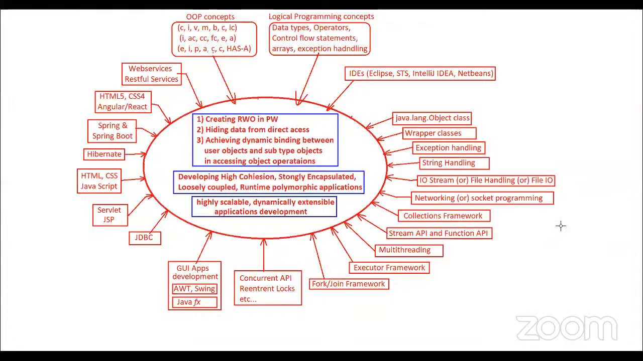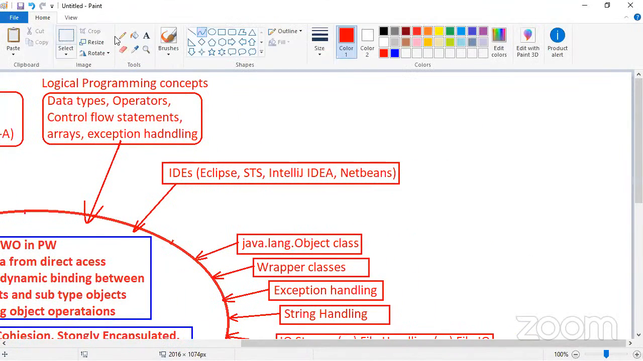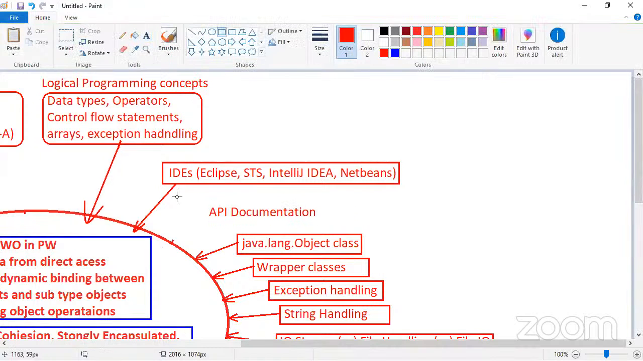I need one new file with all the details, one documentation file. I need all the details, right? One documentation I need. That documentation is called API documentation.